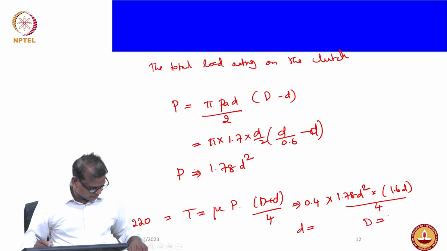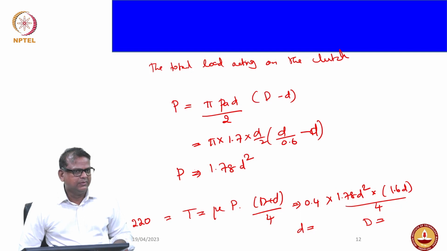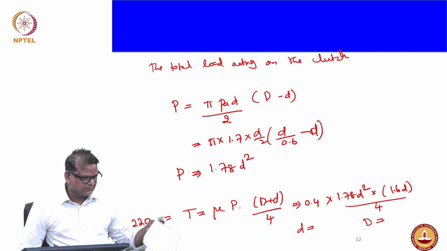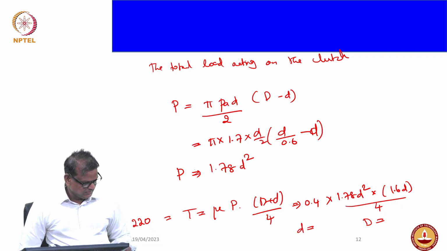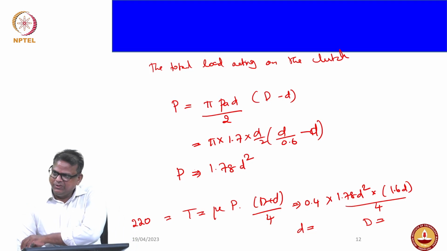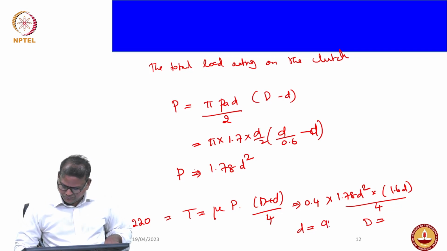What is the value you are getting? Sorry, I have taken a different value. That's why I am not able to give the answer. I have taken P max equal to 1.4. For that I am doing the problem. 91.75, okay, millimeter.